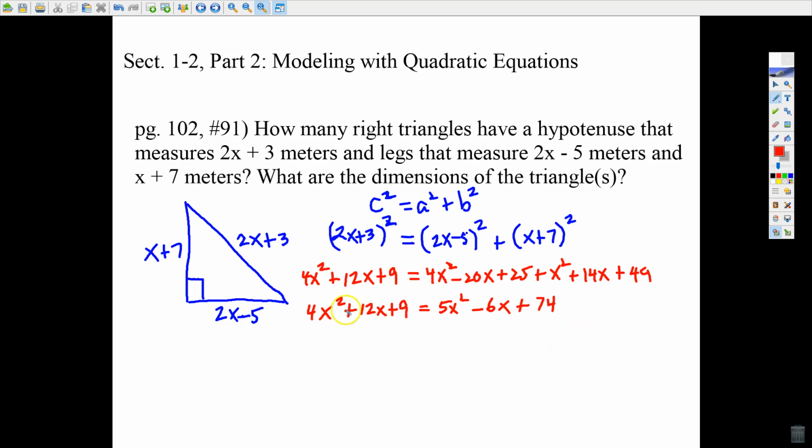Okay, and putting all the terms from the left side to the right side so that this can equal 0, I'm going to subtract 4x squared. I'm going to subtract 12x. And I'm going to subtract 9. 65.